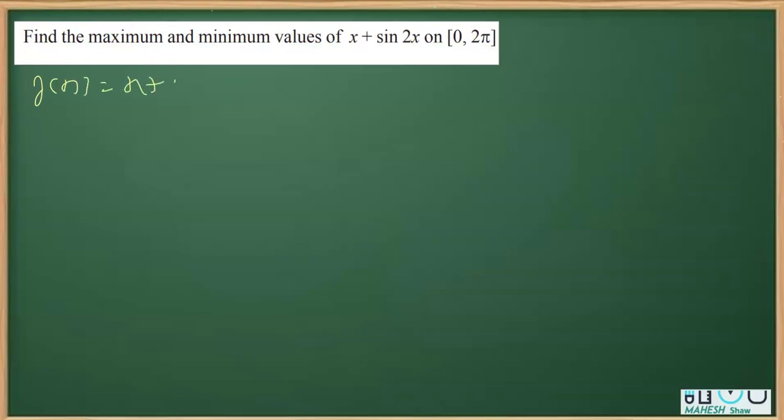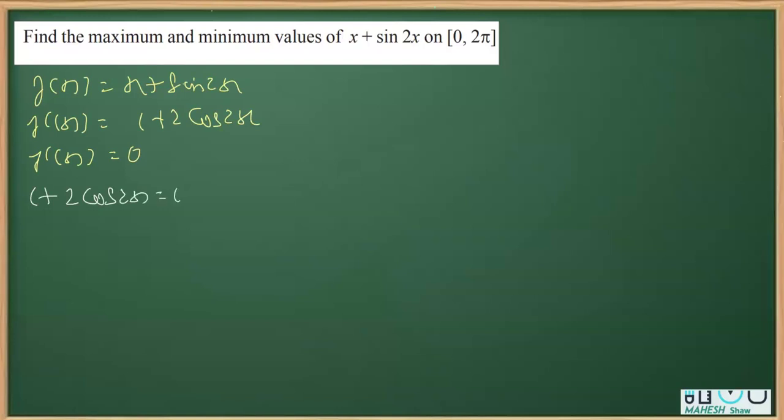Now, the function given here, let's say I take this function as f(x), which is x plus sine 2x, and then I'll find its derivative, that is f dash x. This will be 1, which is positive, plus 2 times cos 2x as its derivative. Now, for maximum or minimum, we have to equate with 0. Now, I'm going to equate this 1 plus 2 cos 2x with 0. Equating with 0, we are getting cos 2x equal to minus 1 by 2.